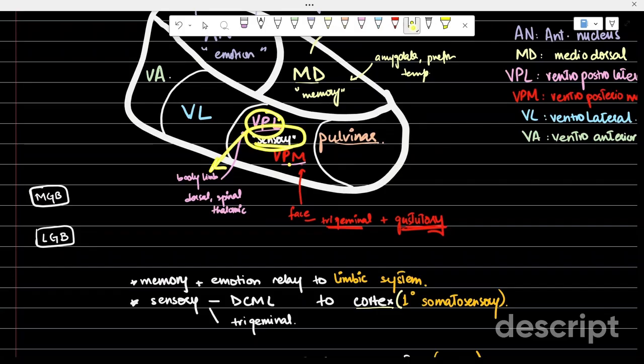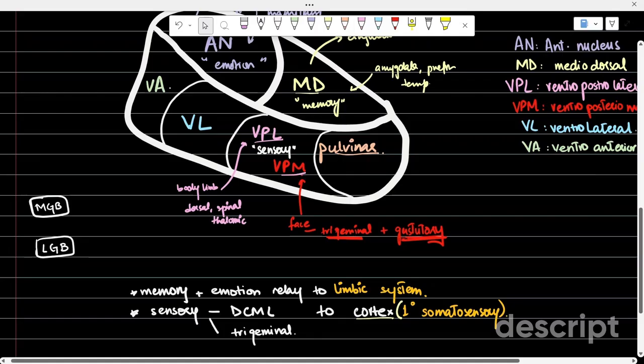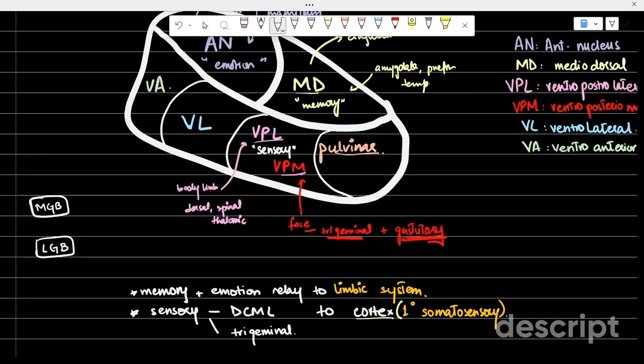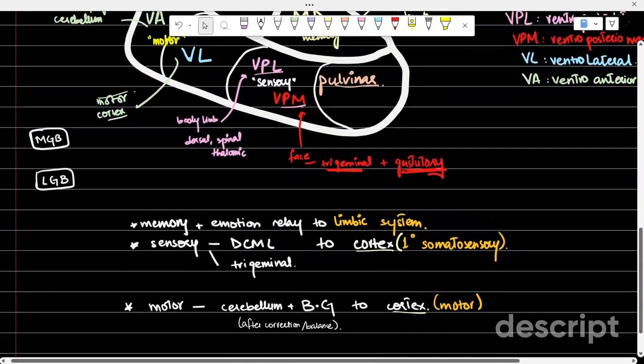VPL is involved with the body via dorsal column and spinothalamic tract. VPM is involved with the face via trigeminal and gustatory pathway. Now moving on to ventral anterior and ventral lateral nuclei. Both of these are motor nuclei. Both will receive their input from basal ganglia and the cerebellum. So the corrected and balanced input from the cerebellum and basal ganglia will be relayed from the thalamus towards the motor cortex. I hope you remember the function of basal ganglia and cerebellum as we discussed in our previous video, or you can watch my video on that for it.